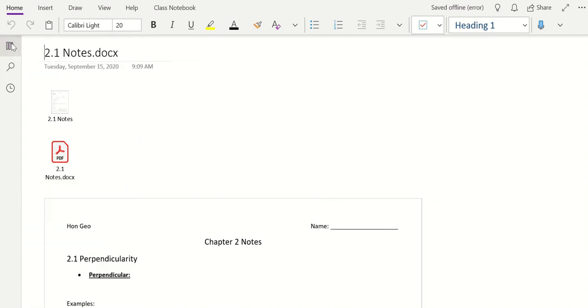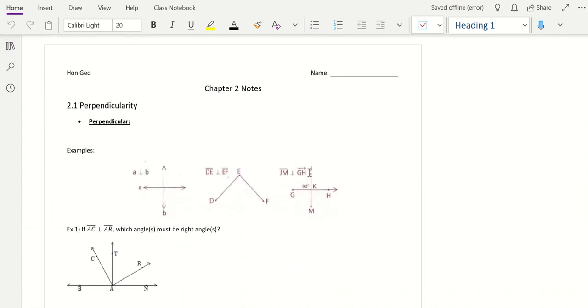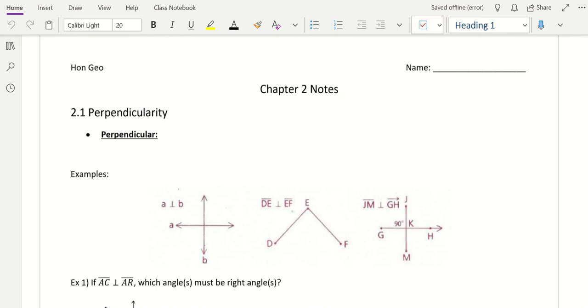Okay, I'd like you to find the section 2.1 notes, perpendicularity. They should be in your notes folder. I will distribute that out to you, so check your notes folder. Have that open while you watch this video.